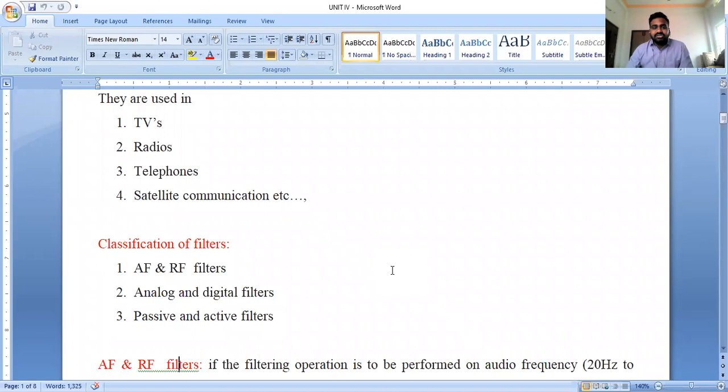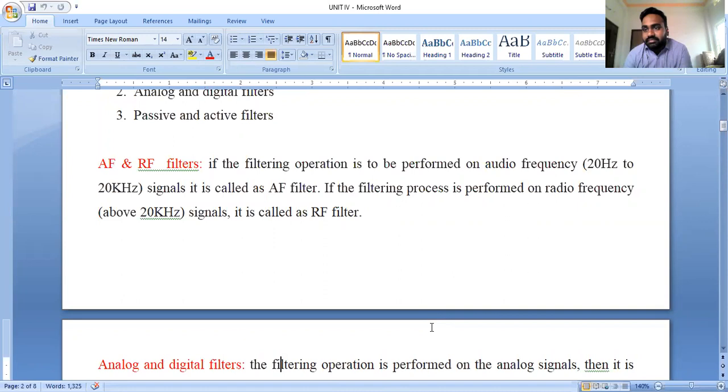So the first important classification of filters is AF filters and RF filters, that is audio frequency filters and radio frequency filters. The second classification is analog filters and digital filters. The third classification is passive filters and active filters. Let us see one by one, what are audio frequency filters and radio frequency filters.